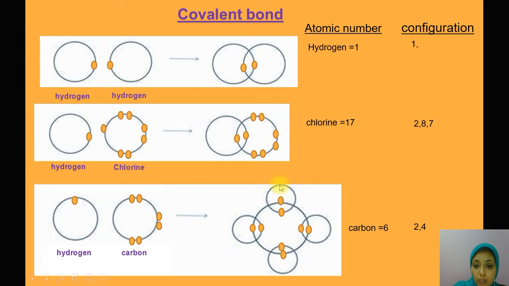So the first hydrogen shares 1, and the carbon shares 1 electron. The second hydrogen shares 1 electron, and the carbon shares the second electron. And we have 1 more hydrogen sharing 1, and the carbon sharing 1. Finally, the fourth hydrogen shares with the fourth electron of the carbon.